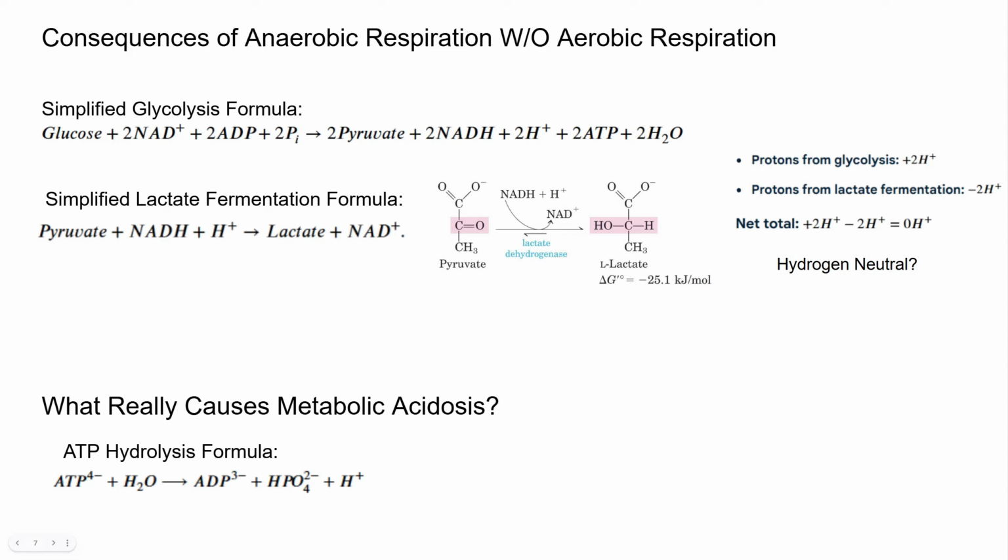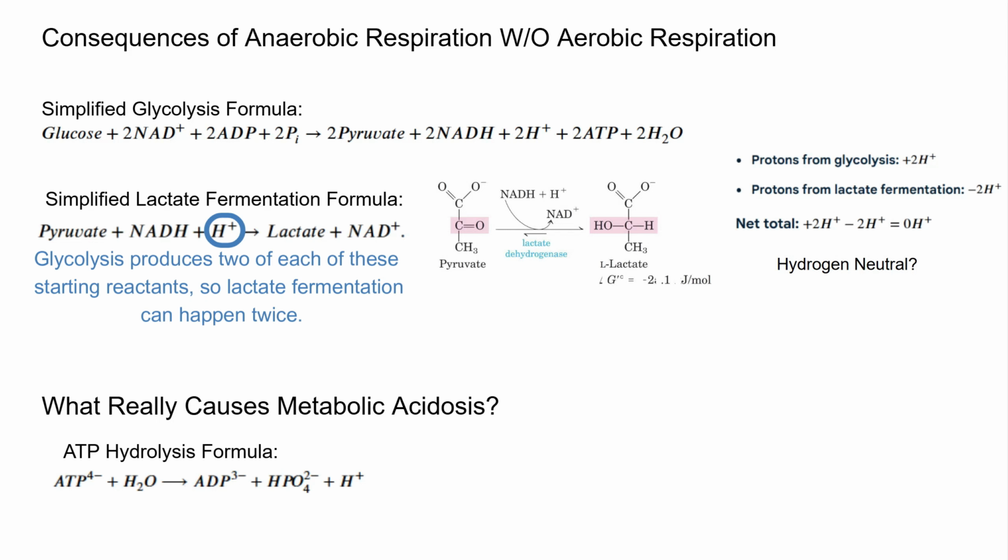Some people may tell you it's glycolysis that causes excess hydrogen protons during anaerobic respiration, which makes sense at first when you look at the simplified glycolysis formula. We have two hydrogen protons as end products. However, we have to then go through lactate fermentation, which according to the simplified lactate fermentation formula, we actually use up two hydrogens. So from an overly simplified perspective, we're basically hydrogen neutral at this point.